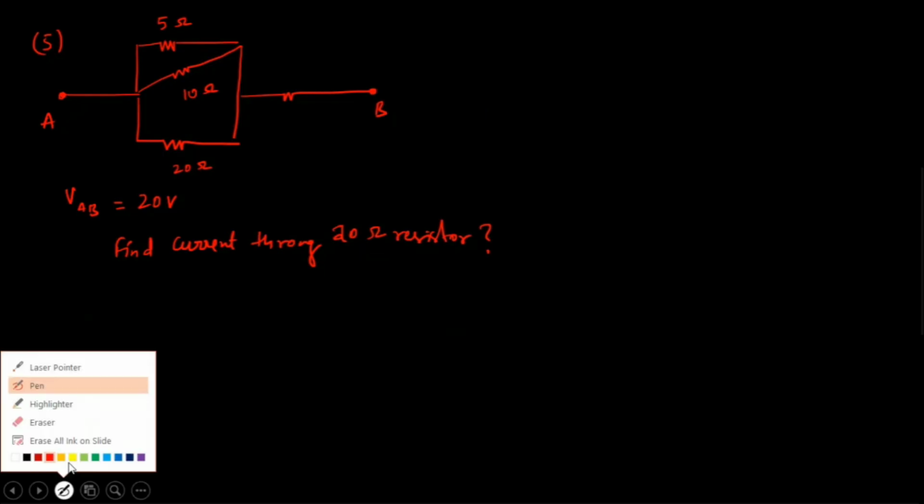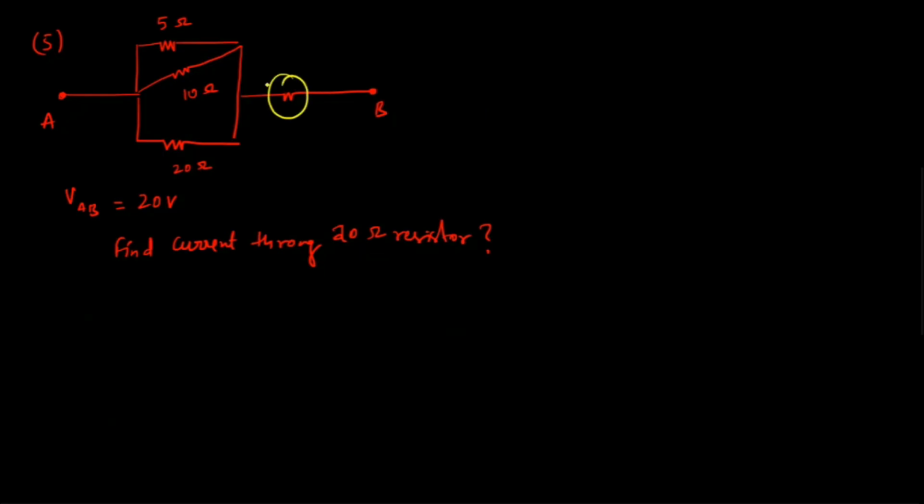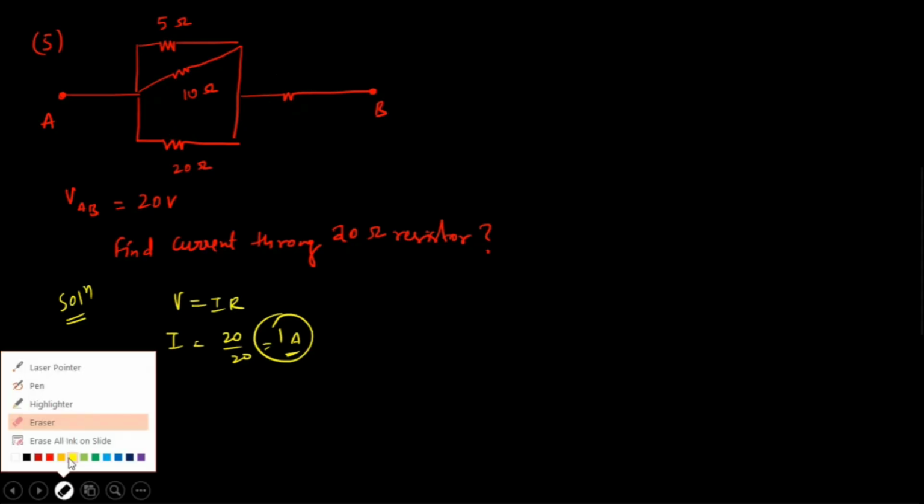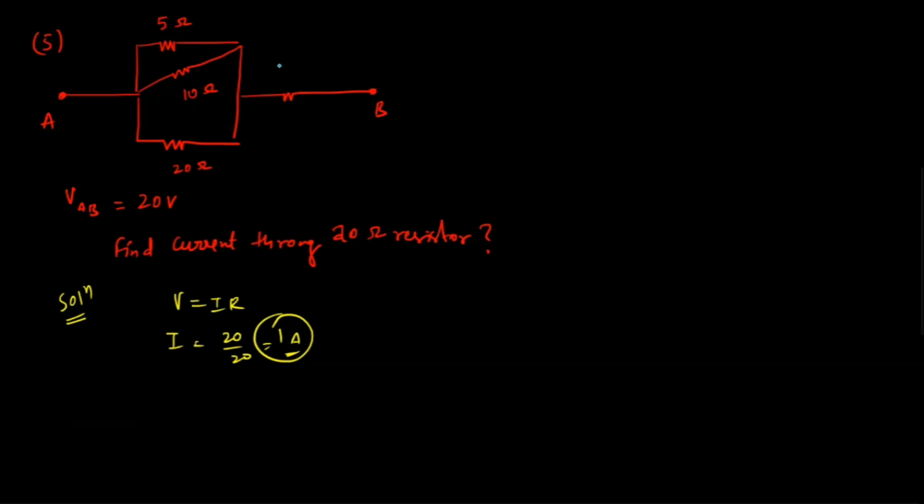If we don't consider any resistance here, the potential is going to be 20 volts, since there is no external resistance connected. So we can simply apply Ohm's law and write that I is going to be 20 over 20, that is 1 ampere. So the current passing through this 20 ohm resistor must be 1. But what if there is some resistance, let's say 40 ohms? Now what is going to be the current through this 20 ohm resistor?